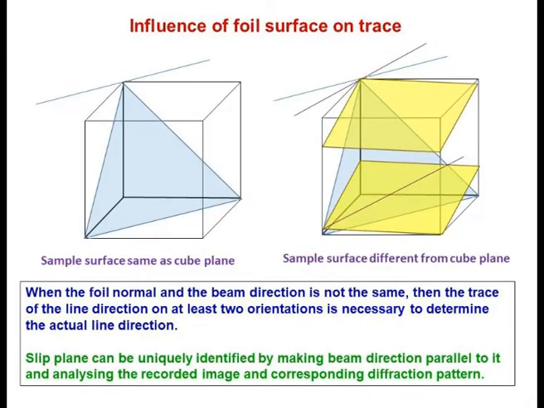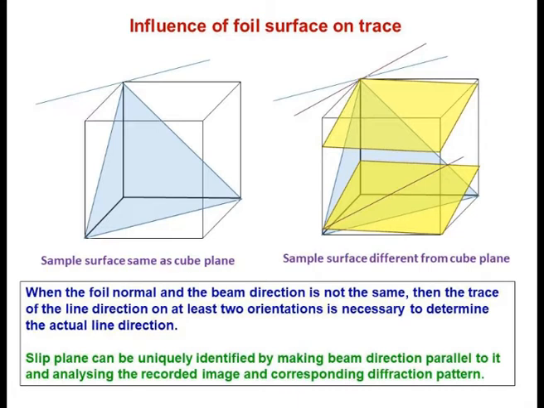Okay? And another important factor which you have to remember is that this is a sample in which you assume that it's a cube. The 001 direction is the beam direction passing through, and this is the foil surface, the 001 plane. This is how the 111 plane looks. The 111 plane cuts this at an angle of 45 degrees with respect to it. Suppose I prepare a foil in which the sample surface is inclined like this.